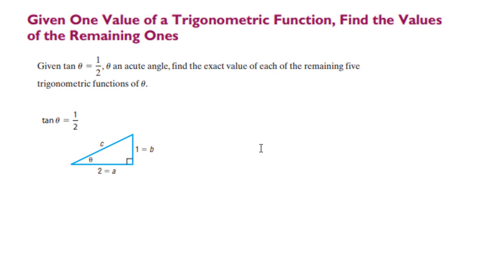Well, I can use Pythagoras. This is one way to solve it, using Pythagoras, where c squared is equal to 1 squared plus 2 squared, then c squared is equal to 1 plus 4, or c squared is equal to 5, and c is equal to square root of 5.